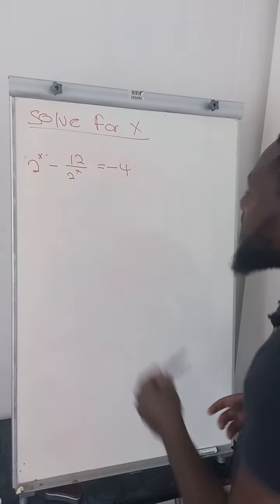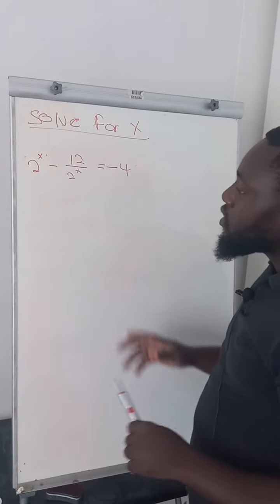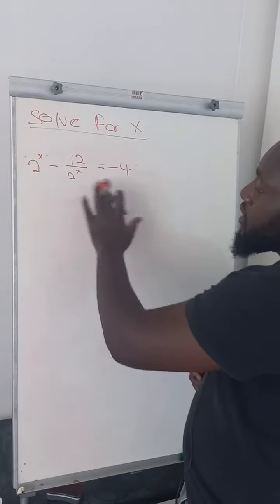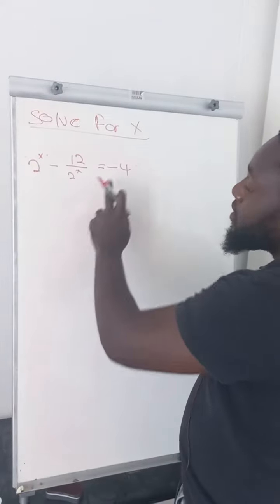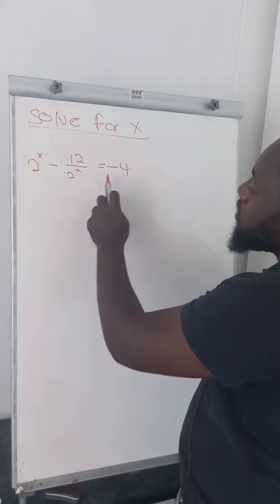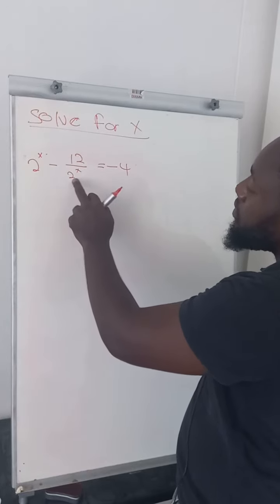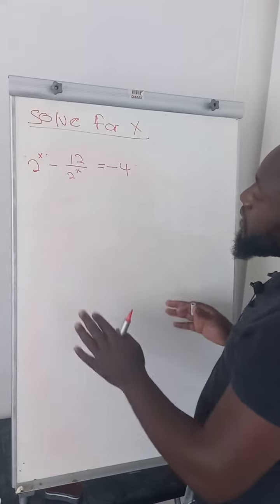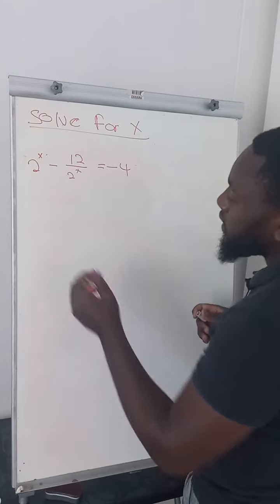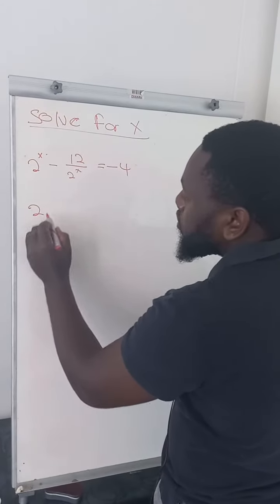So now, this is a solve for x question. What you need to do here is multiply the whole equation by 2 to the power of x. You're just trying to remove this 2 to the power of x from the denominator side.